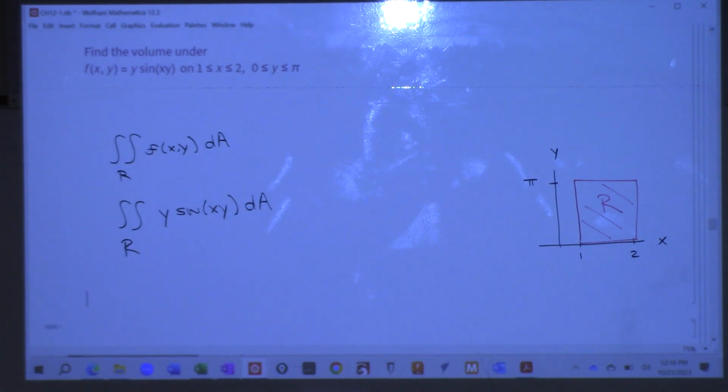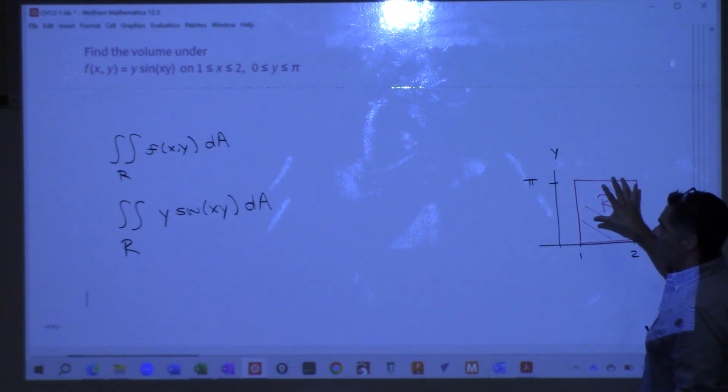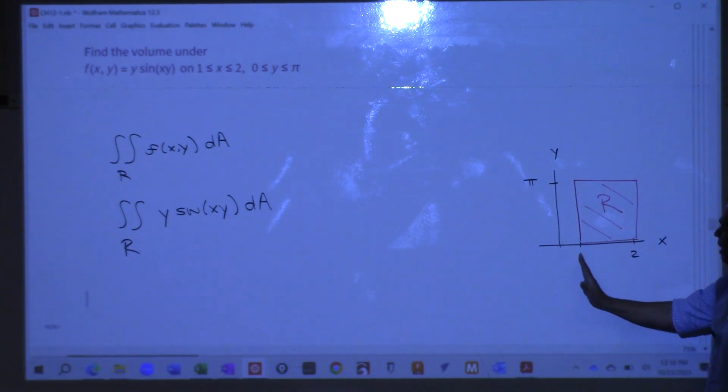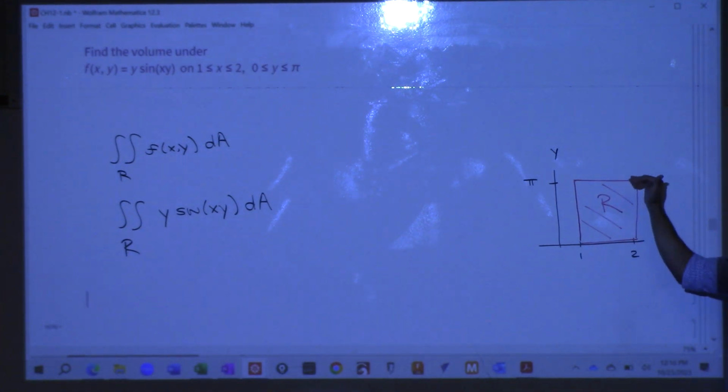I think I'm ready to talk about it. Can we talk? So we're trying to find the volume under that surface. We need to know what R is, the region on the ground. Everyone clear? x between 1 and 2, y between 0 and pi.